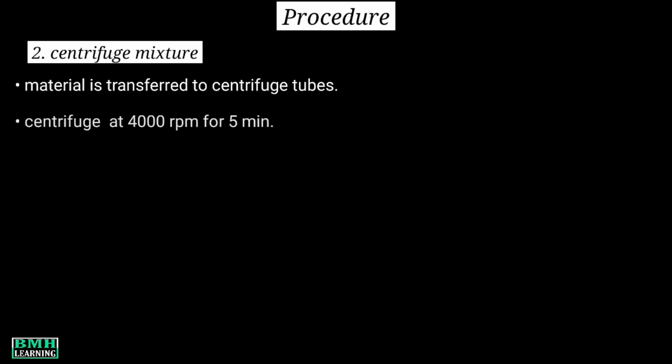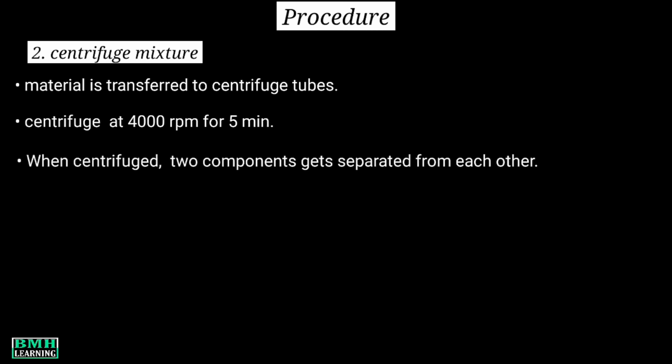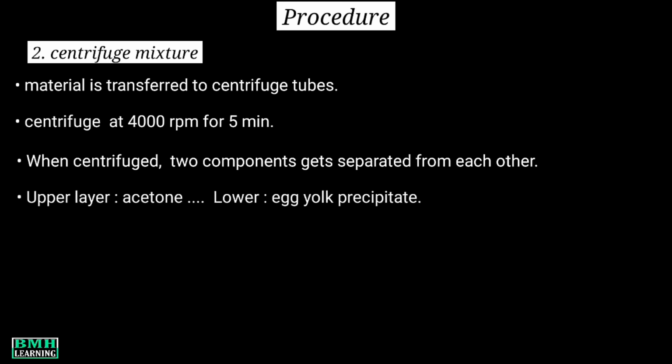Next we are gonna centrifuge the egg yolk and acetone mixture. So the material is transferred to the centrifuge tubes. We are gonna centrifuge it at 4000 rpm for 5 minutes. When centrifuged, the two components, that is the egg yolk precipitate and acetone, get separated from each other. The upper layer is acetone and the lower one is, of course, the egg yolk precipitate.